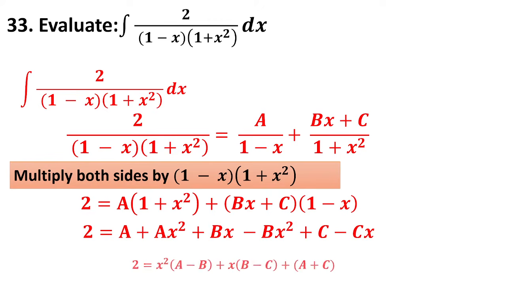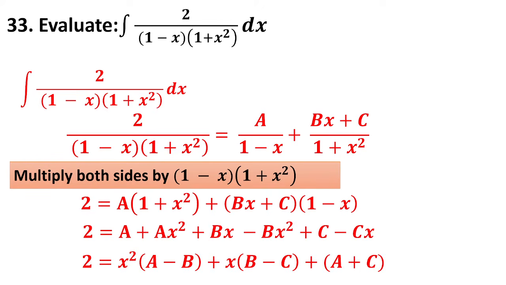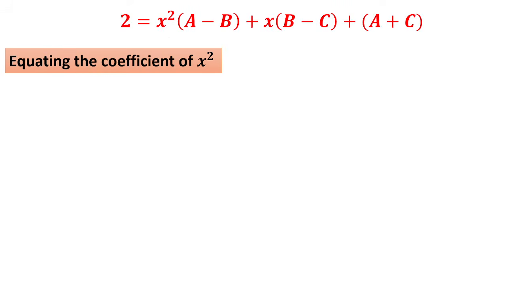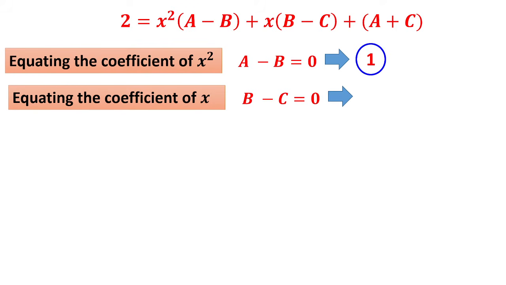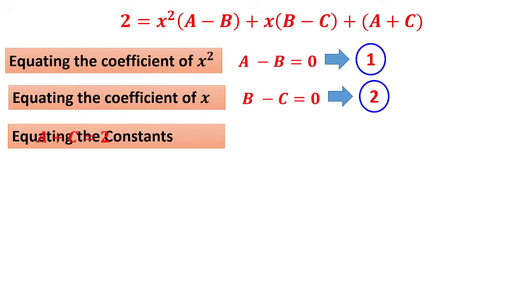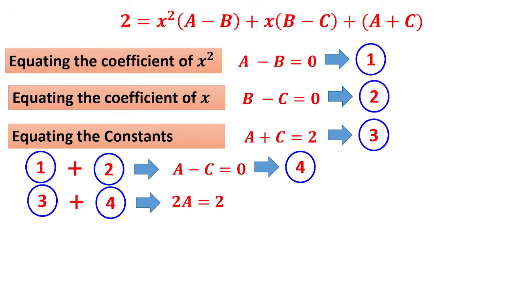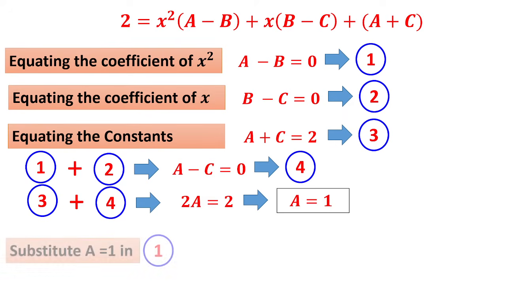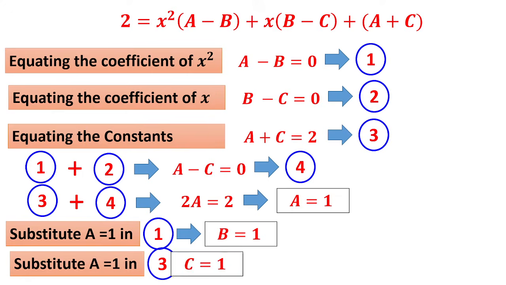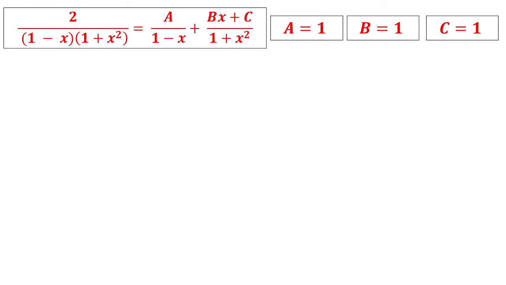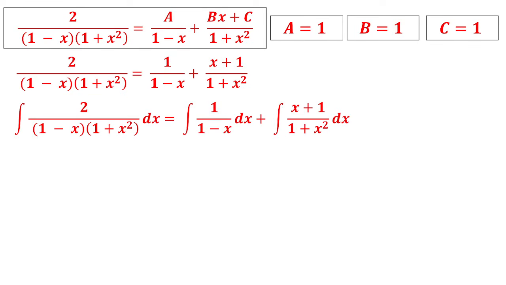I am collecting the x square term, x term and the constant term. It is a better way to eliminate A, B, C. I am equating the coefficient of x square, equating the coefficient of x, equating the constants. I am solving them now, adding 1 and 2, adding 3 and 4. You know how to solve it by adding, by subtracting. I am getting the values of A, B, C. I got the values of A, B, C. I am putting it over there.